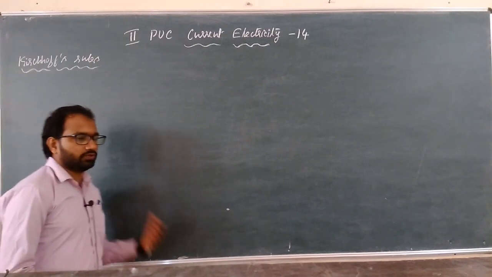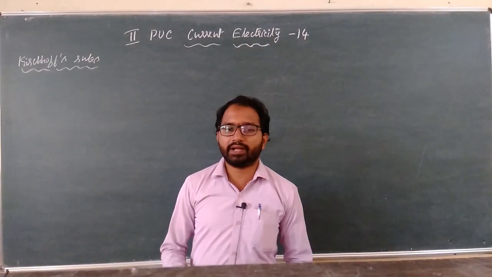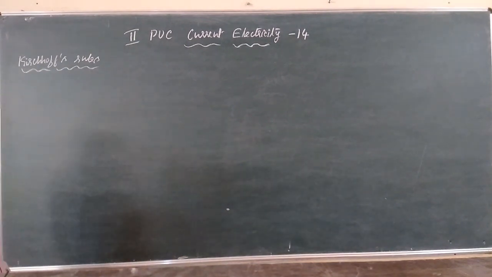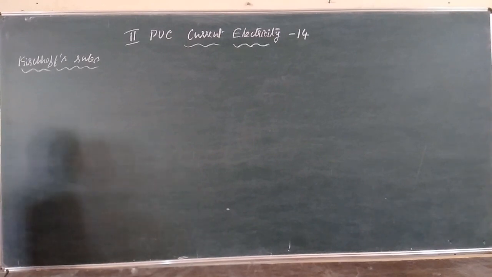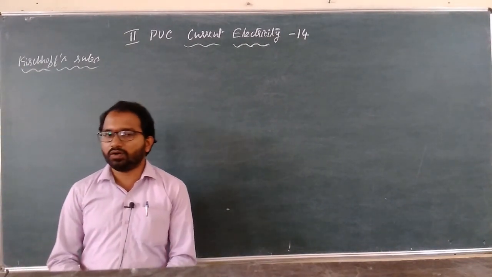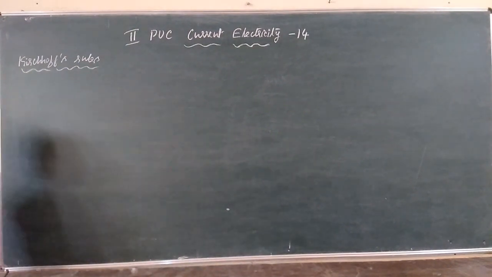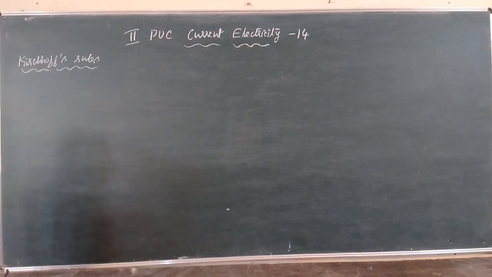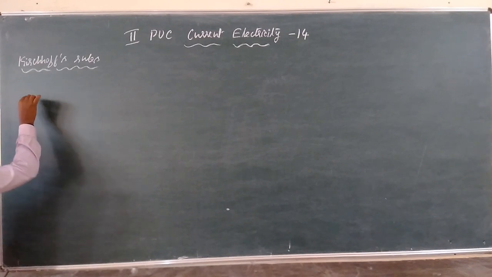Using those two laws, you can find out the various branch currents and thereby the potential drop across the components. Okay, so there are two rules, two laws. The first one is Kirchhoff's junction rule, which is called Kirchhoff's current law, and the second one is Kirchhoff's loop rule, which is also called Kirchhoff's voltage law. So before discussing these laws, we see some terms related to electrical circuits or electrical network.